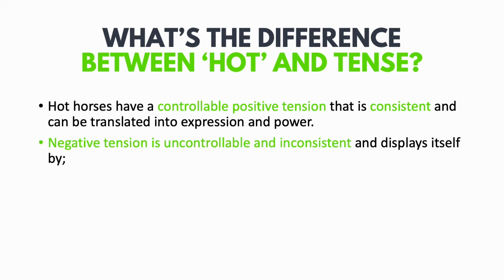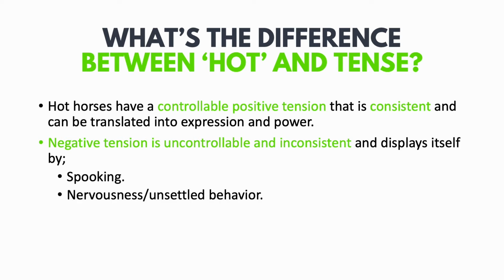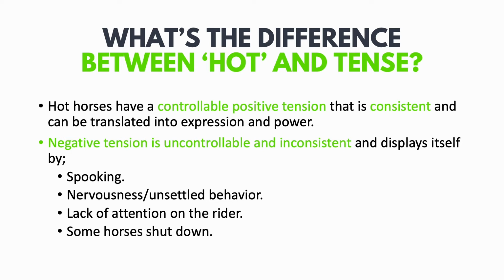Now, negative tension is uncontrollable and inconsistent, and it displays itself in the horse in the following ways. The horse could be seen to be spooking, or show nervousness or unsettled behaviour. There is often a lack of attention on the rider. Some horses will shut down altogether and drop behind the rider's leg, whereas other horses will pull against the reins and try to go faster and faster.